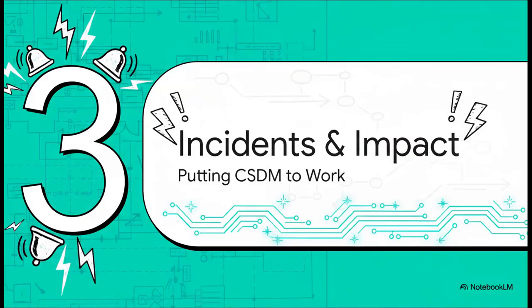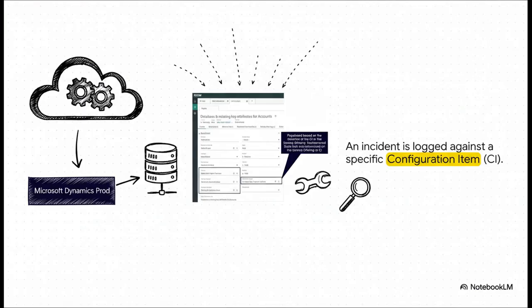Okay, so you've got this blueprint. Great. But how does it actually help you when a critical alert fires at 3 a.m.? This is where all that theory becomes incredibly practical. It all starts right at the point of failure. Instead of some vague ticket that says, "Website is slow," the incident gets logged against a very specific component. In the ServiceNow world, we call this a configuration item, or a CI. You can think of a CI as any single piece of your IT puzzle. A server, a database, an application service, you name it.